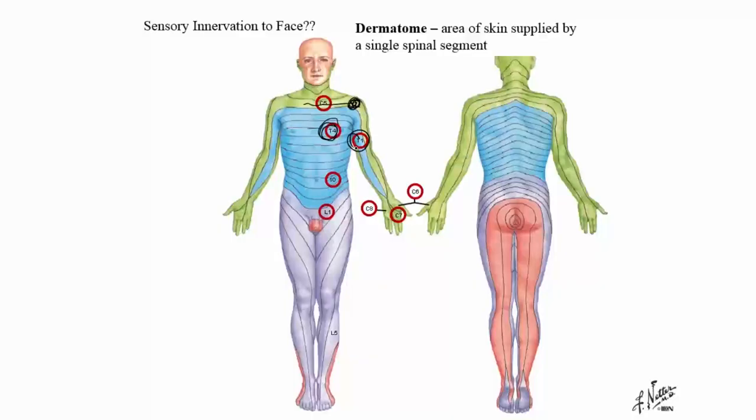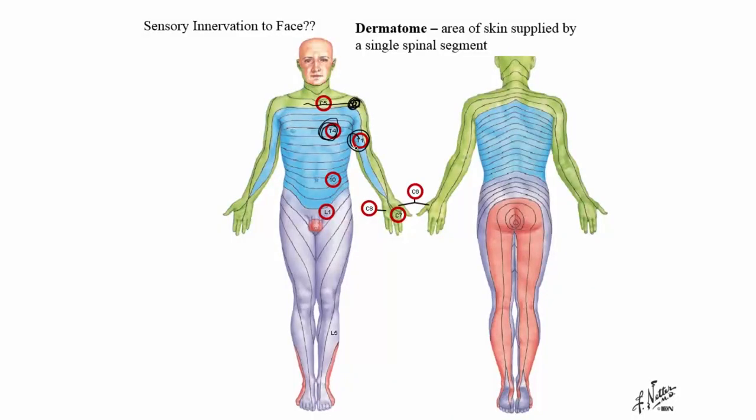So if you had, say in a whiplash injury kind of thing, and then you end up with numbness of your thumb from it, as can happen, it's a C6 problem. So just using that as an example.